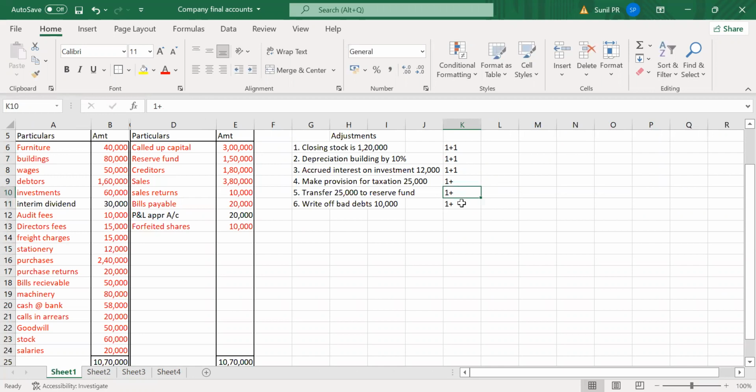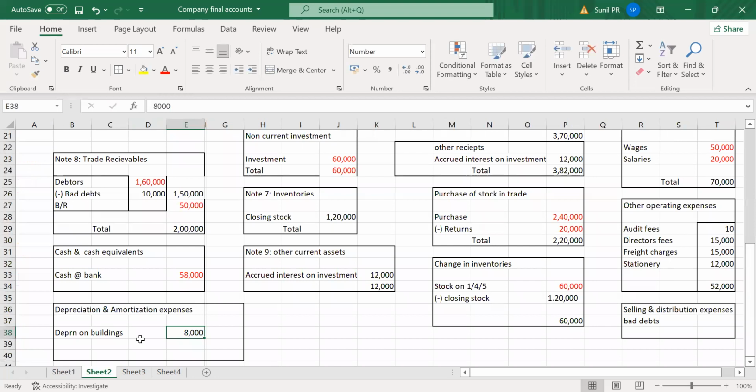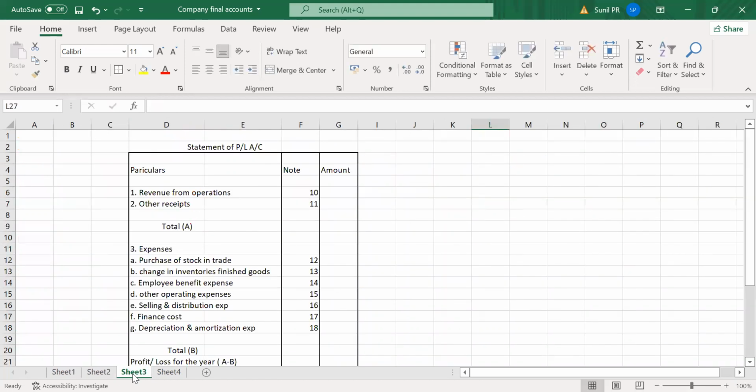Okay, now next one more thing. Bad debts is there. Bad debt is coming under sales. Now you should write once again 10,000. So bad debts, 10,000. So now directly you are going to prepare the income statement and balance sheet.